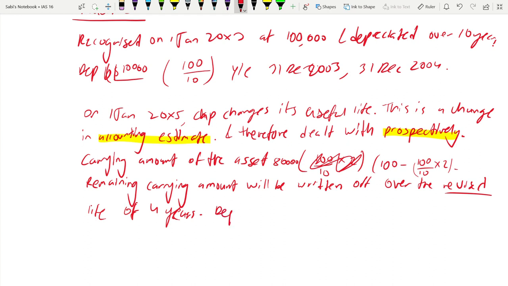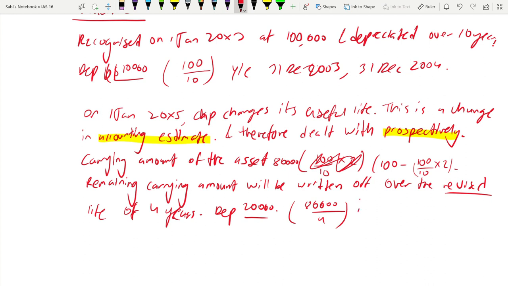Depreciation. How much will be the depreciation? Now what is your cost? Carrying amount is 80,000 now, after deducting 2 years depreciation. Now it will be divided among 4 years. So 80,000 divided by 4, 20,000. You see, depreciation doubled. Earlier it was 10,000. Now it's 20,000.